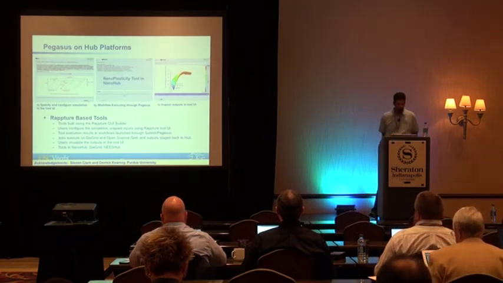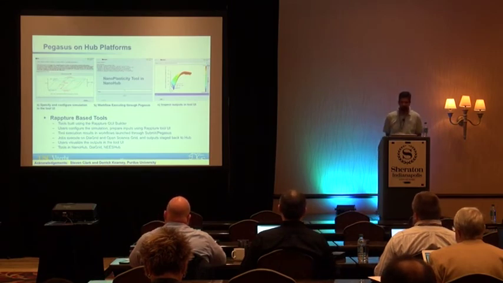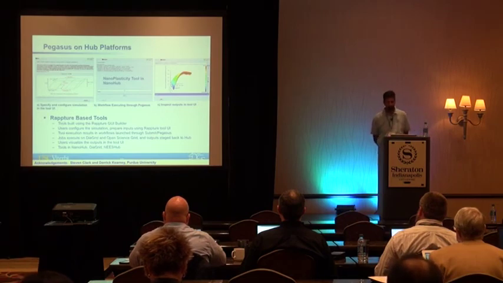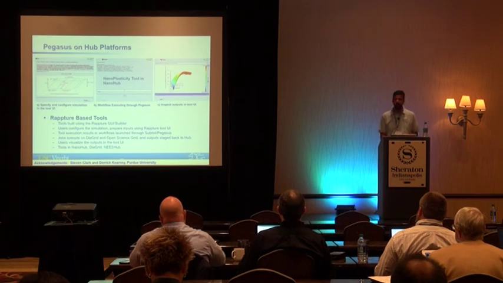So Rapture-based tools are built using the Rapture GUI tool builder. Users configure the simulation, prepare inputs, and then the job execution happens through Submit and Pegasus. And finally, it allows users to visualize the outputs in the tool UI. So we already have tools in Nano Hub, Diagrid, and Nice Hub, which are actively using Pegasus.